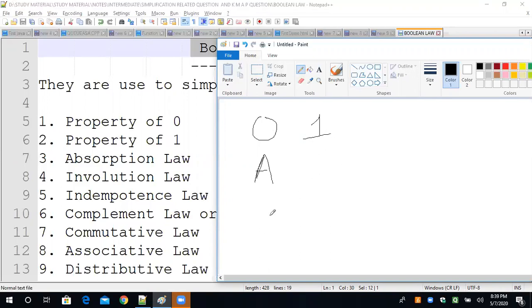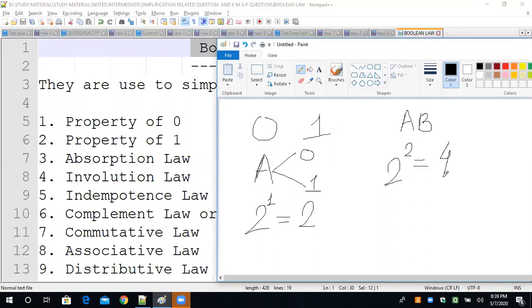So according to this, the formula is 2 to the power of the number of variables. How many variables are there? 1. So 2 to the power 1 will be 2. So a single variable can contain two values, either 0 or 1. Understand? Similarly, suppose we have two variables like A and B. So according to the formula, 2 to the power 2 is equal to 4. There will be 4 combinations of A, B.